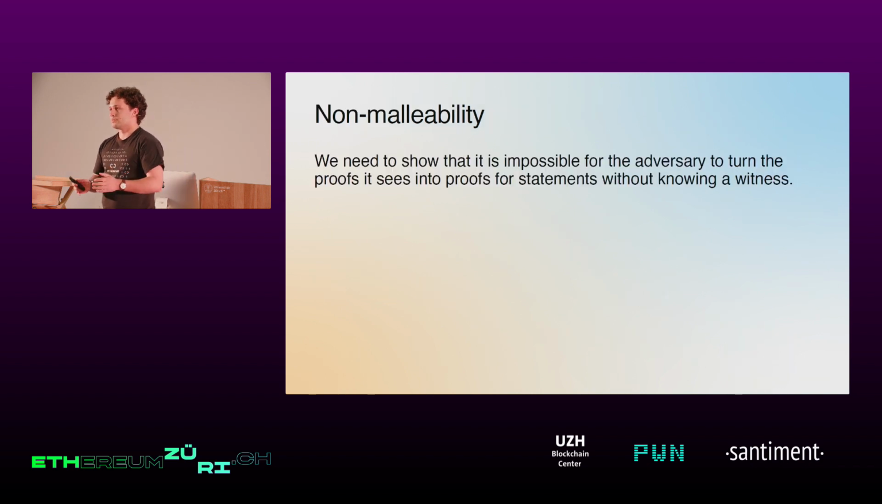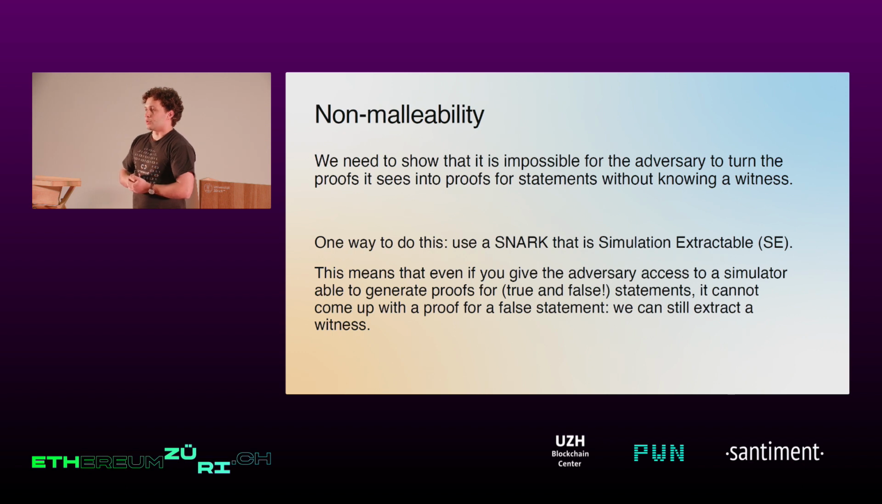So we need to show that the adversary cannot turn the proof it sees into proofs for statements without knowing a witness. Even if it has access to some proofs, it cannot turn them into proofs for its own statements without knowing a witness. So there are many ways to do this.